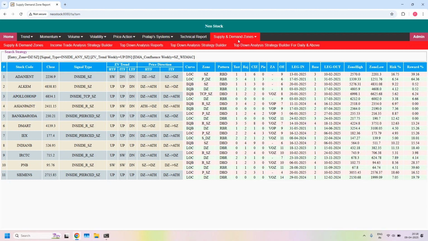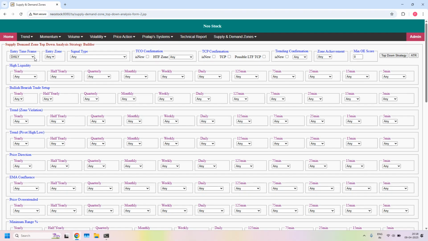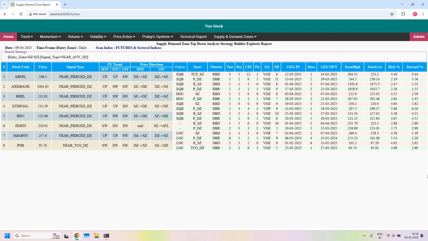weekly time frame, and the next time frame is daily. Entry time frame daily, let us find the stocks near the daily demand zone. We got 8 stocks. Out of these 8, how many are having high liquidity daily demand zones? Let us identify.